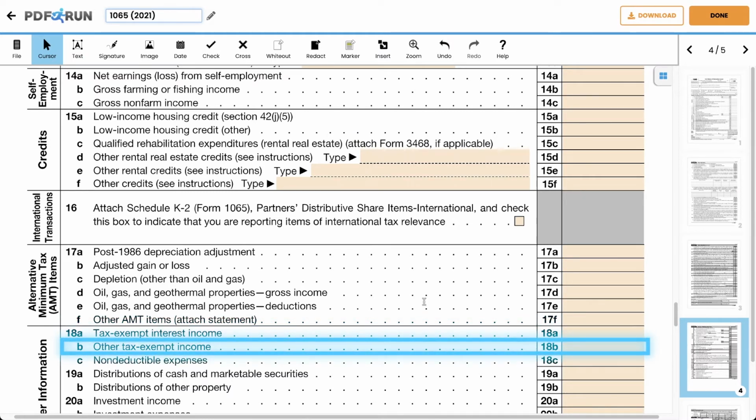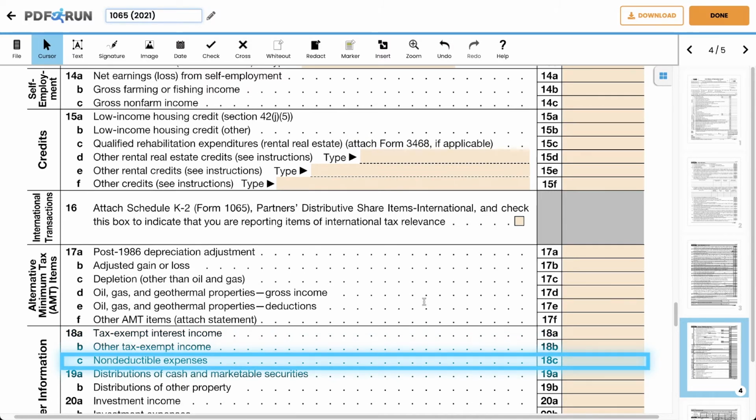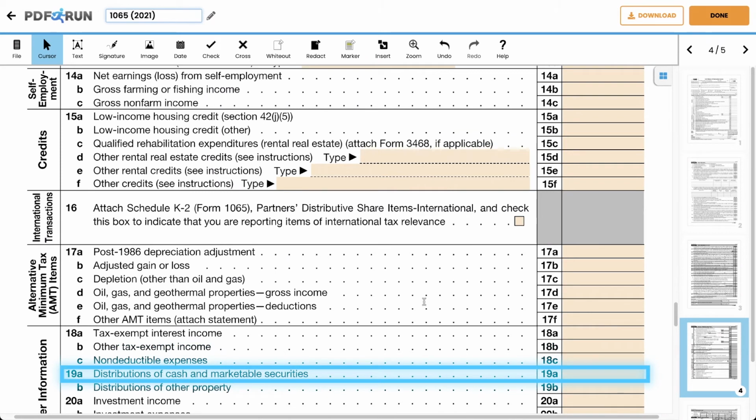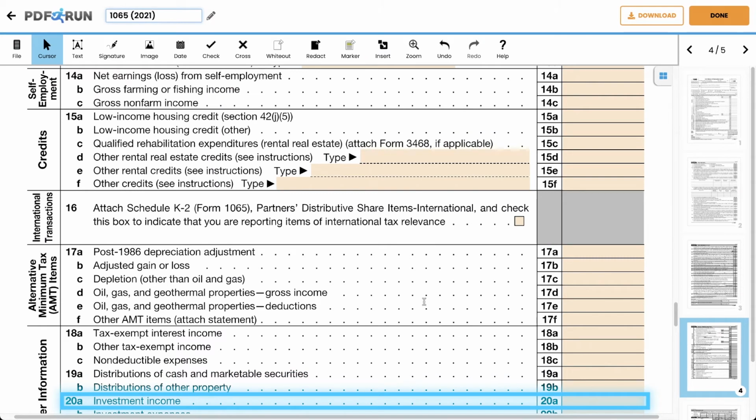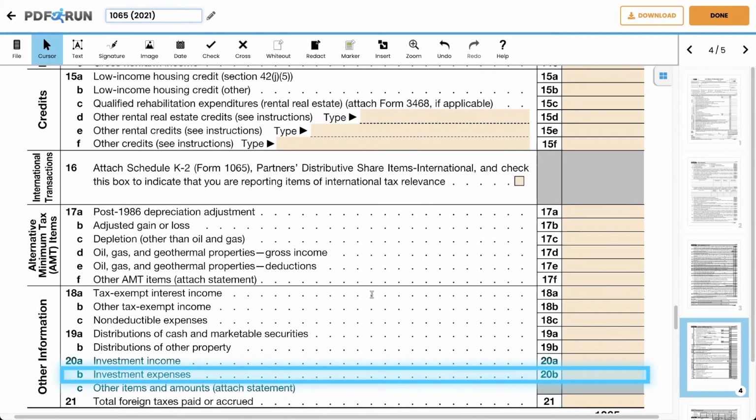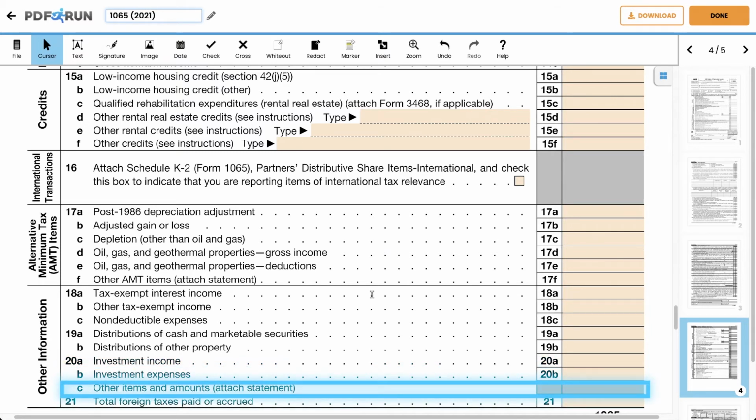Line 18B. Enter any other tax-exempt income. Line 18C. Enter the amount of non-deductible expenses. Line 19A. Enter the amount of distributions made of cash and marketable securities. Line 19B. Enter the amount of distributions of other properties. Line 20A. Enter the amount of investment income. Line 20B. Enter the amount of investment expenses. Line 20C. Enter any other relevant items and amounts and attach the relevant statements to this form.